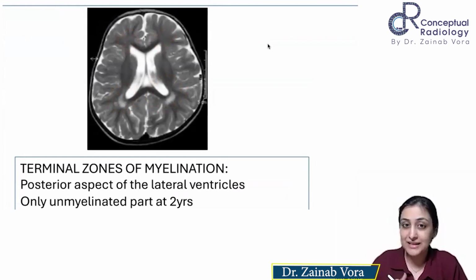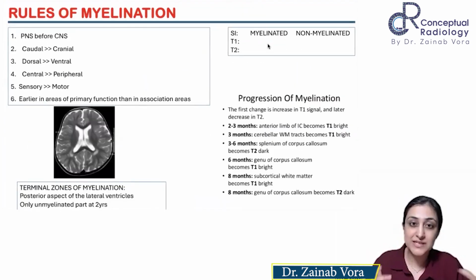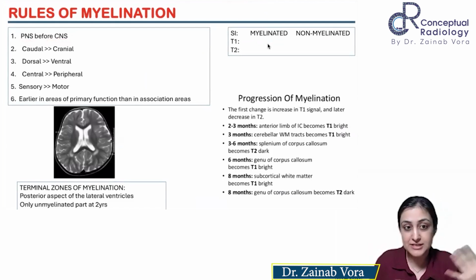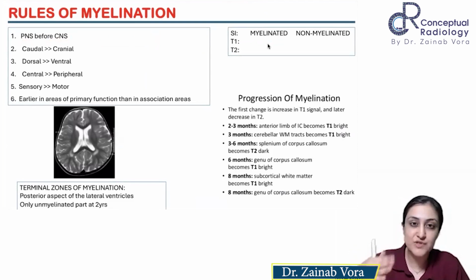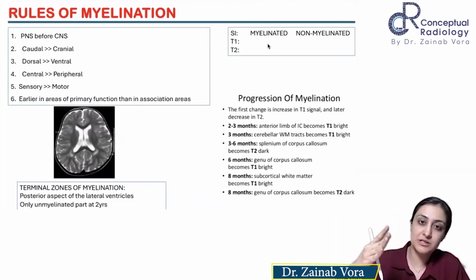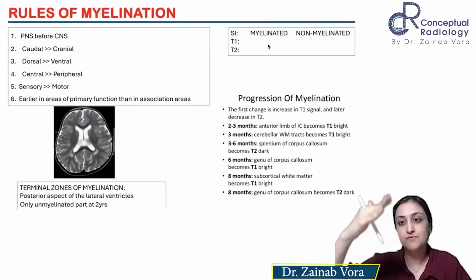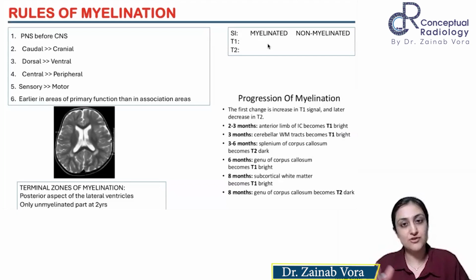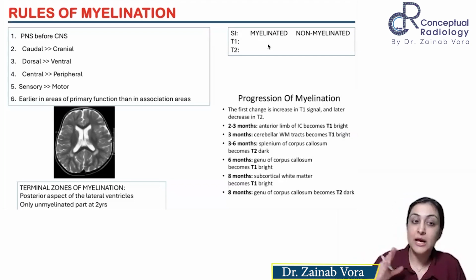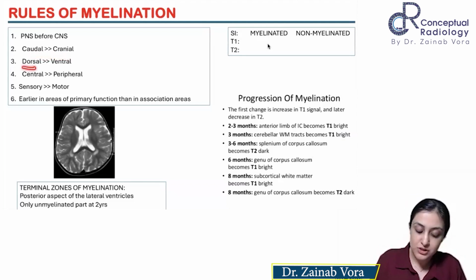Before I reach here, just to tell you the sequence of how this happens, it's always peripheral nerves before CNS. It's in the direction of nerve conduction. The concept here is myelination happens in the direction that the nerve wants to conduct. So as the signal comes from the peripheral nervous system to the central nervous system, that's how myelination proceeds. And again, caudal to cranial, from dorsal to ventral, and then from central to peripheral.